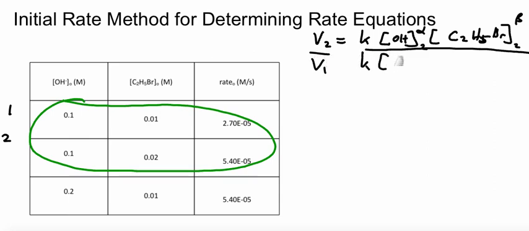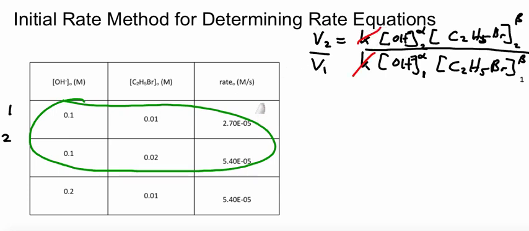So we've got k times the concentration of hydroxide to the alpha for the first trial, times the concentration of ethyl bromide to the beta for the first trial. Okay, so what's the advantage of dividing an equation by an equation? Well, anything that doesn't change will cancel out, and we'll get rid of some of the unknowns we have. So if we look at this, we can see first of all that the rate constant will be the same for both trials, so we can get rid of our rate constant.